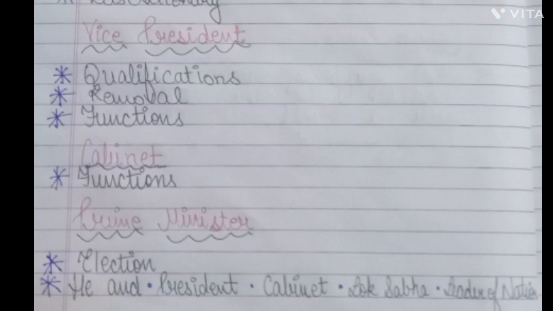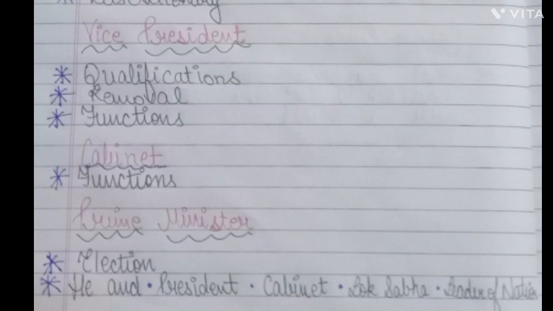Vice President. The qualifications are the same as for the President of India. Removal is also the same as for the President of India. Functions: he is the ex-officio chairman of the Rajya Sabha and he acts as temporary president in the absence of the president.